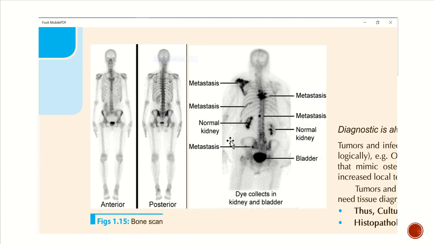And this is bone scan. Bone scan is done to see the metastasis of tumor all over the skeletal system or body, or whether metastasis over the bone is secondary from other sites. Means bone scan is used in case of metastasis finding.